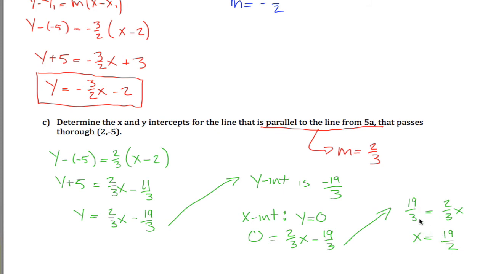If I lost you in that last step, multiply both sides of the equation by 3, and these denominators go away. Then divide both sides by 2, and you get 19/2. There's your x-intercept, there's your y-intercept.